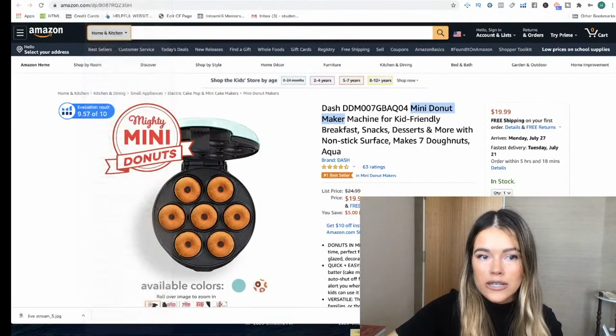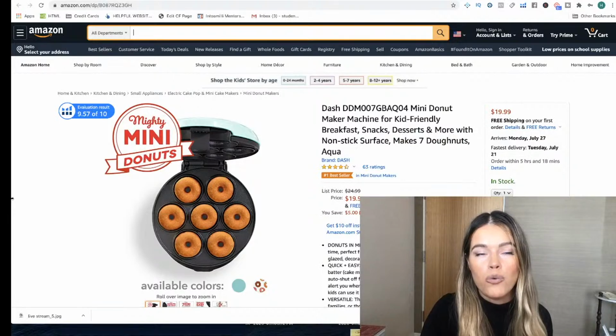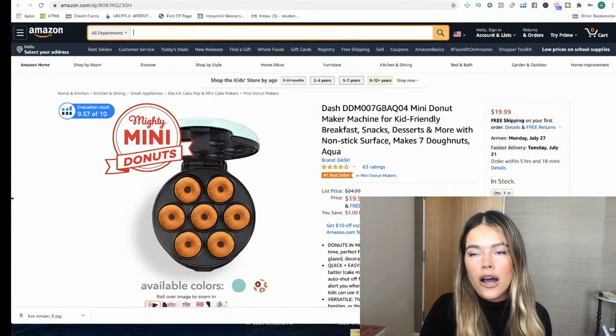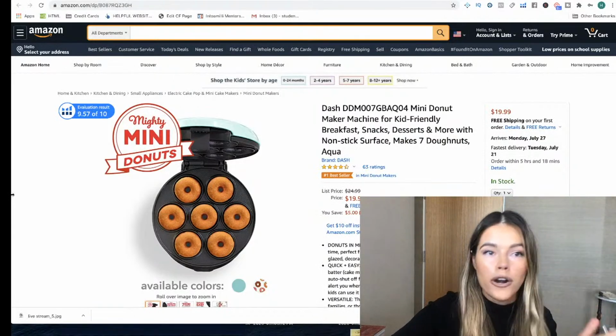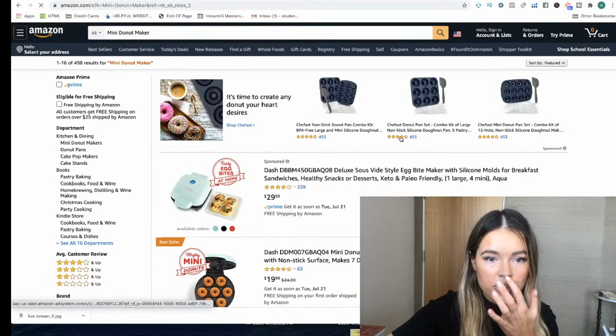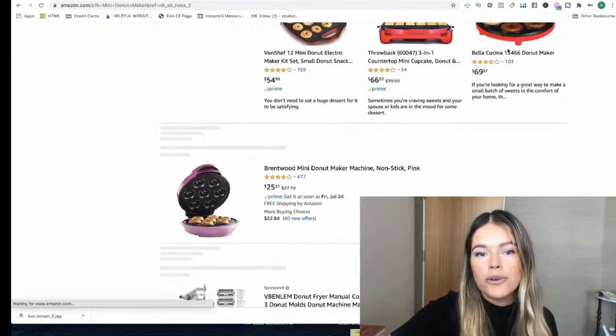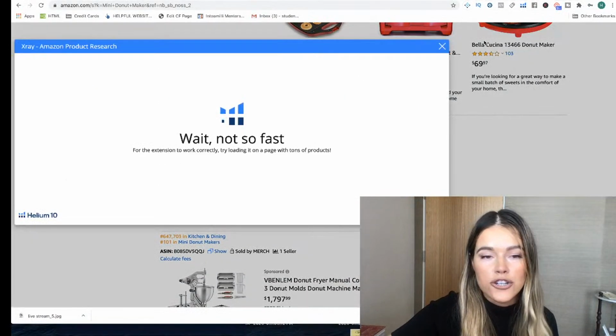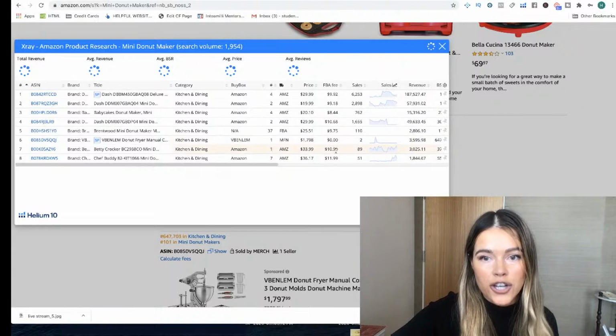The reason I'm doing this is because you can't gauge your success off of one product. You have to check other products, like the whole market for the product. So I go to all departments and I paste and I search, and then I see how the whole market is doing as a whole. So I run the extension and I check it out.